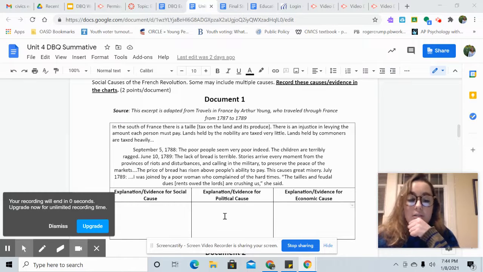So you can use a document 1 in your body paragraph on politics, and you could use it in your body paragraph on economics, as long as you're making a coherent argument that makes sense for it.